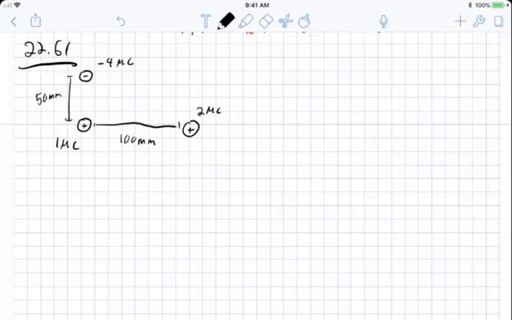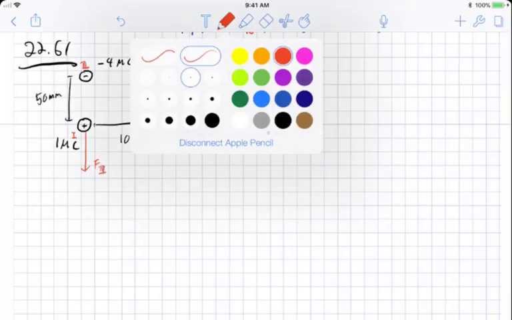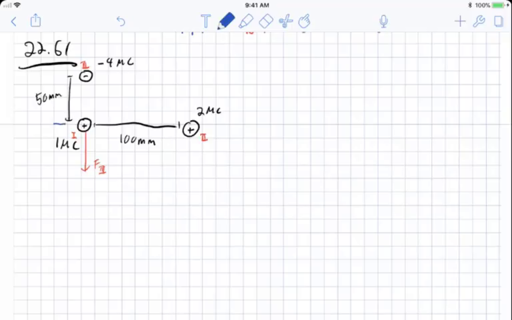Okay, so this question's asking us for the ratio. In other words, let's call these A, B, C, D. Okay, so no, it goes 1, 2, and 3. So particle 1's going to feel a force from particle 3, and it's going to feel a force from particle 2. And what it's asking us to do is compare the lengths of these two forces.